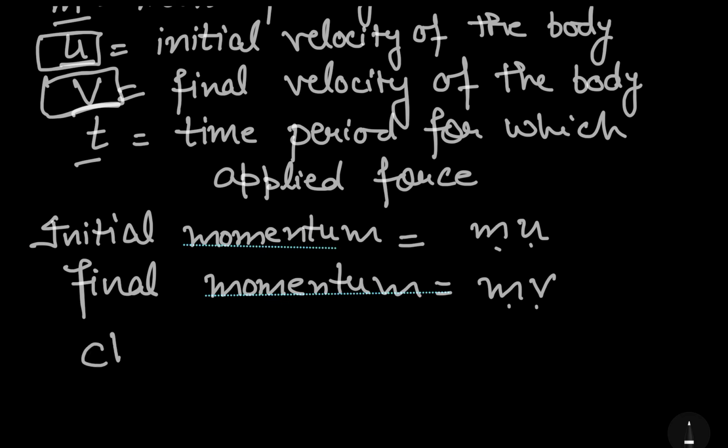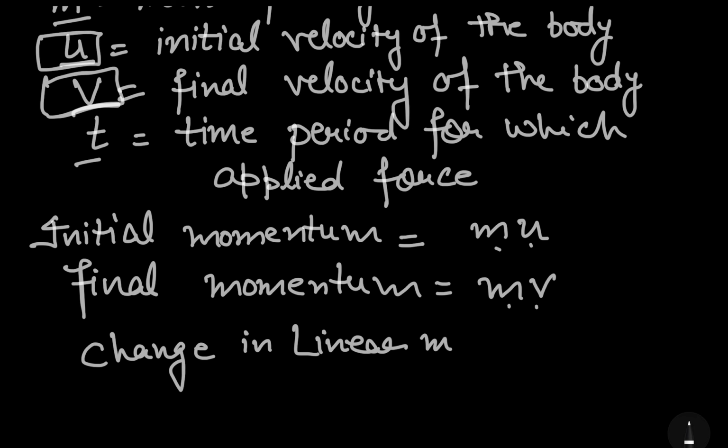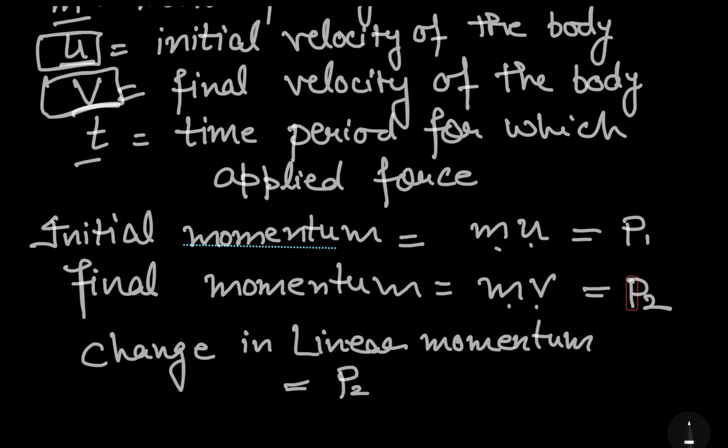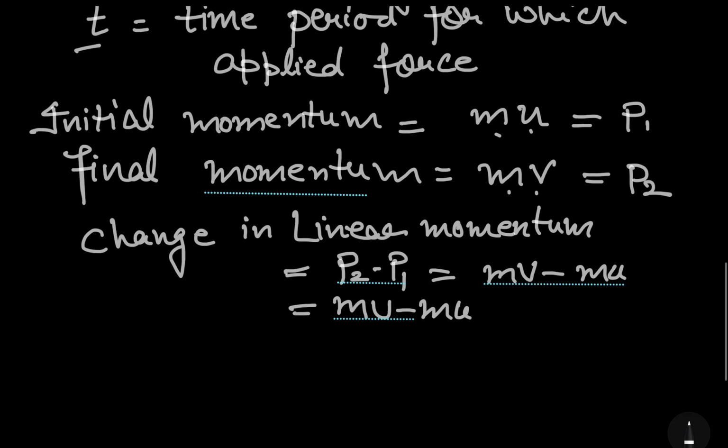Now change in linear momentum. Whenever we need to calculate the change, students, we will do the subtraction. If I say p1 is initial momentum and p2 is final momentum, then change will be p2 minus p1. So what is p2 here? Mv. What is p1 here? Mu. So mv minus mu is nothing but a change in linear momentum. And can we take m common? Yes, m into v minus u.